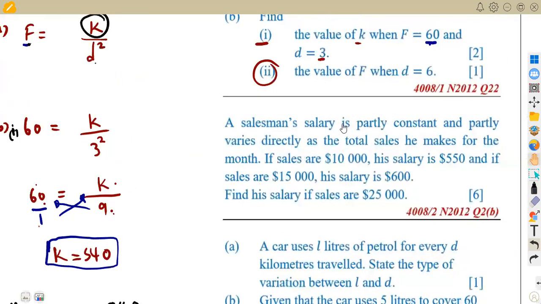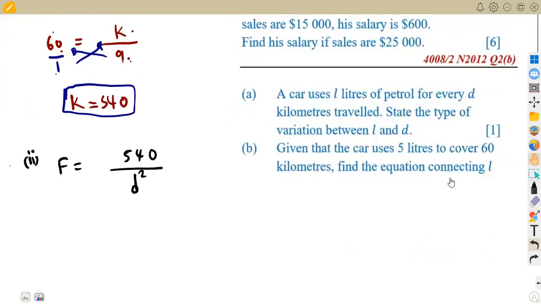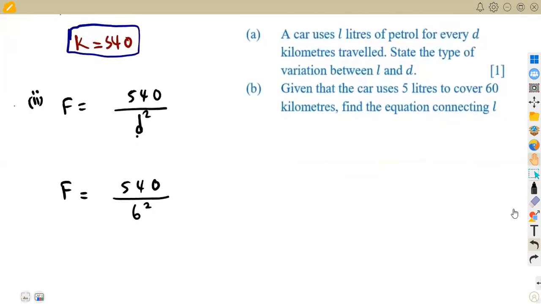So what is the question? The question is to find f given that d is 6. So we are going to substitute the value of d, which is 6. So f is going to be equal to 540 over 6 squared. Remember, there's a square, so we are supposed to consider that square. So at the end, we are going to have 540 over 6 squared, which is 36.